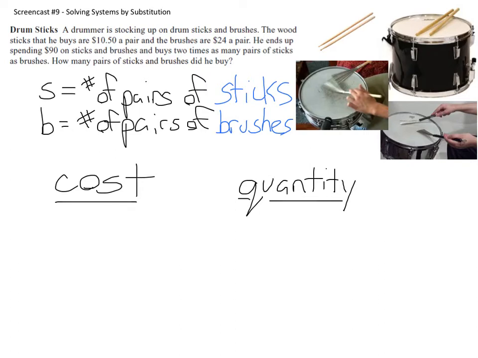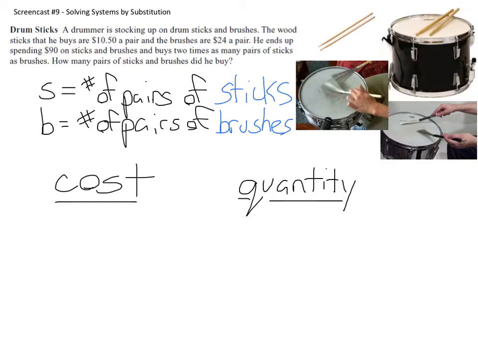So let's begin. Let's first start with the cost equation, which, if you ask my opinion, is always an easier equation to set up. Now, as you practice with these, maybe you'll find the quantity equation a little bit easier. Let's find out. Okay, so what information do we need to set up a cost equation? Well, we need things that have to do with money. We know that the sticks are $10.50 a pair. We know that the brushes are $24 a pair. And we know he has $90 in his pocket to spend on sticks and brushes.